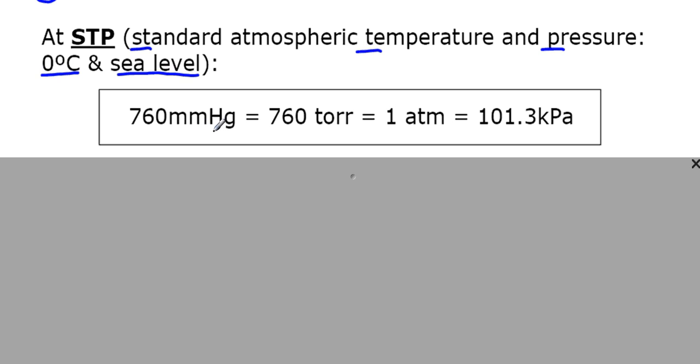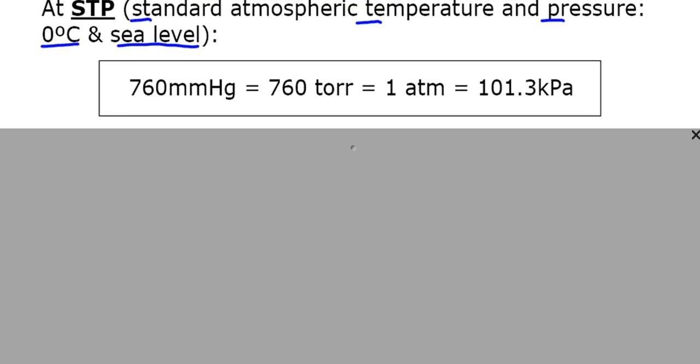760 millimeters of mercury is equal to 760 torr. So you'll notice these two both have the same scale, 1-to-1 scale, but those are equal to 1 atmosphere or 101.3 kilopascals. So think of these like a conversion or a ratio, 760 millimeters of mercury to 760 torr to 1 atmosphere or to 101.3 kilopascals. Any one of those can be used to do converting. So let's try out some converting problems with pressure.